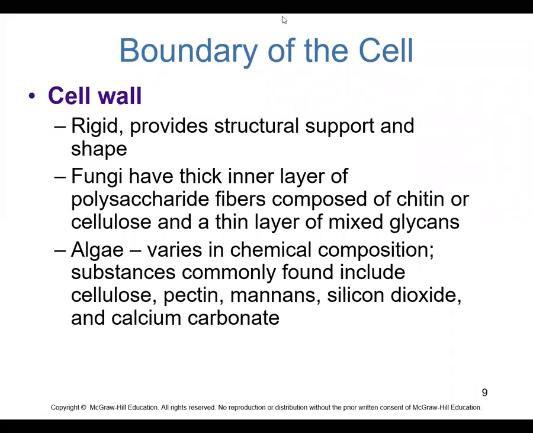Cell walls, that rigid structure, again, is for support and shape. Fungi have an inner polysaccharide, but their cell wall is mainly chitin. You have some with cellulose and some other glycans, but mainly chitin is what we think of for fungi. And algae and plants are primarily cellulose, but you have pectin and mannins. There is a group that have silicon dioxide. These are called diatoms. And then there's a group that have a calcium carbonate cell wall, and I believe they're called tests on certain species that have the calcium carbonate.